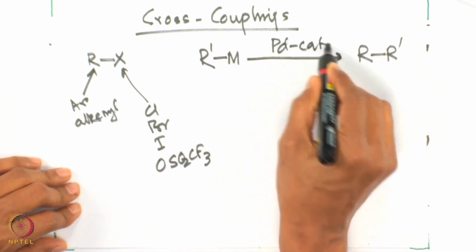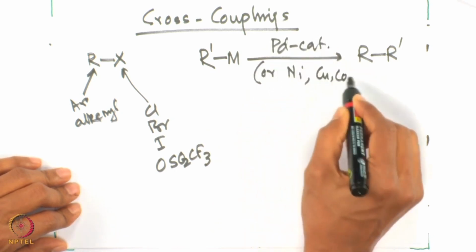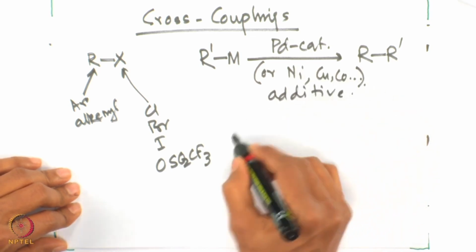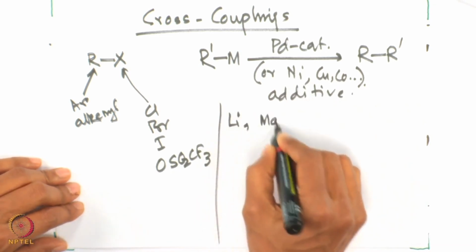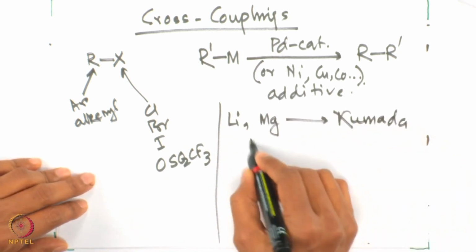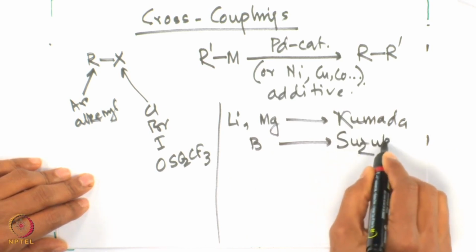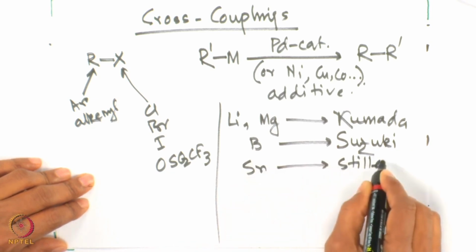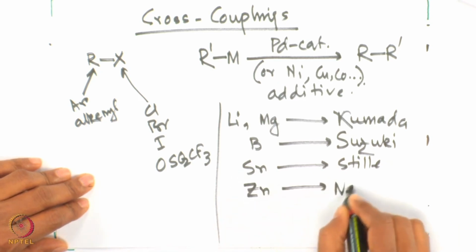Let us say we are using a palladium catalyst. Of course, we can use others such as nickel, copper, cobalt, etc. We need various additives depending on the reaction conditions. Overall, if it is a lithium or magnesium reagent, that is called Kumada coupling. If it is a boron reagent, that is called Suzuki coupling, right, Suzuki reaction. If it is tin, that is the Stille reaction. If it is zinc, that is the Negishi reaction.